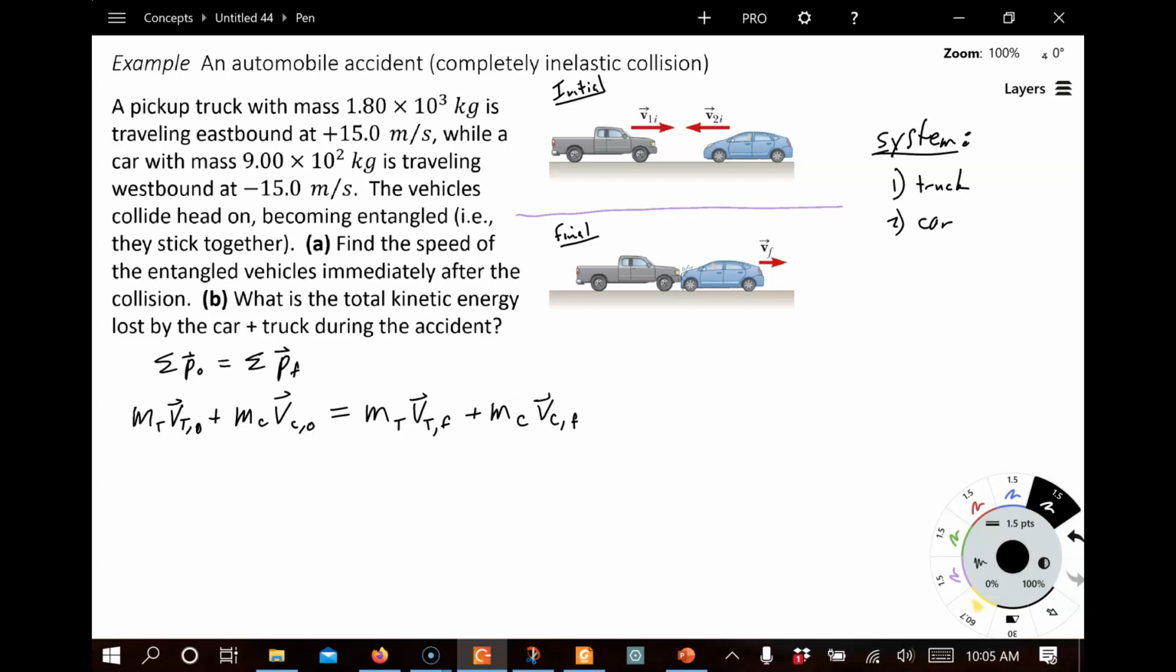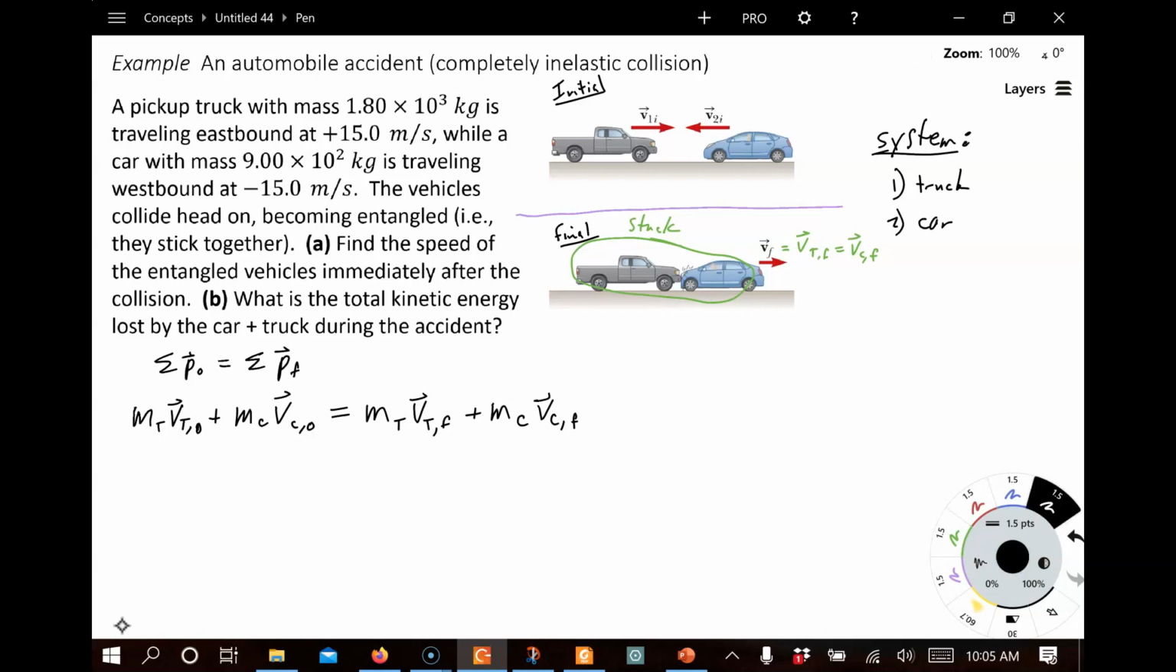And in this case, in part A, we're trying to find the speed of the entangled vehicles. In fact, look at this. Entangled means that these guys are stuck together. And that means that their speeds are both the same, right? This is the same speed for the truck at the end as it is for the car at the end. Since they're both stuck together, they move with the same velocity. I should be saying velocities here. And that allows us to simplify a little bit.